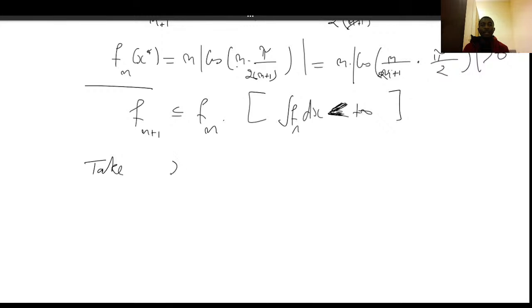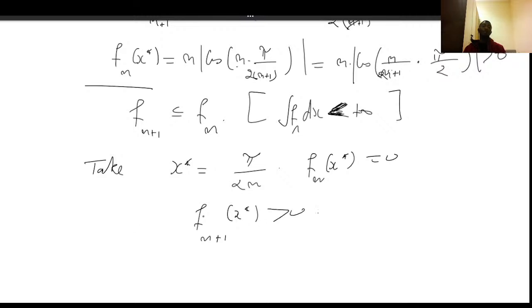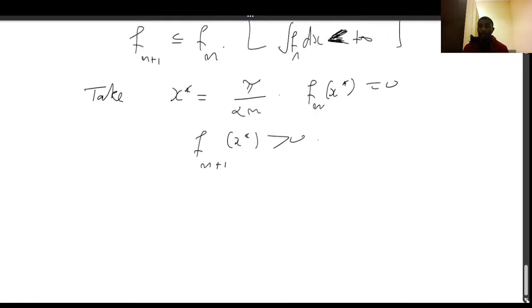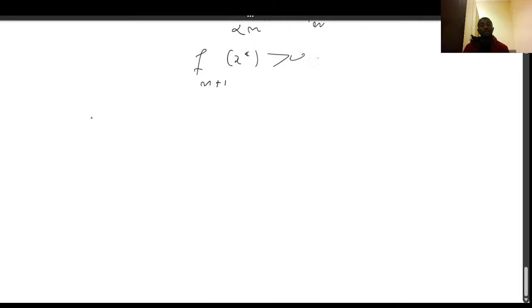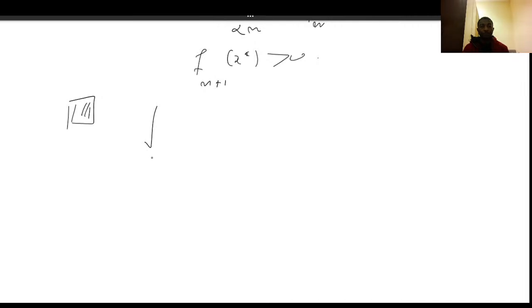Take again x* to be equal to pi over 2n. We can see that f_n(x*) will be 0, while f_{n+1}(x*) will be strictly greater than 0. So the sequence is, one more time, not decreasing, so we cannot apply. So the only thing we can do, as previously, is compute the integral from minus pi to pi of n cosine of nx in absolute value dx, which is what?